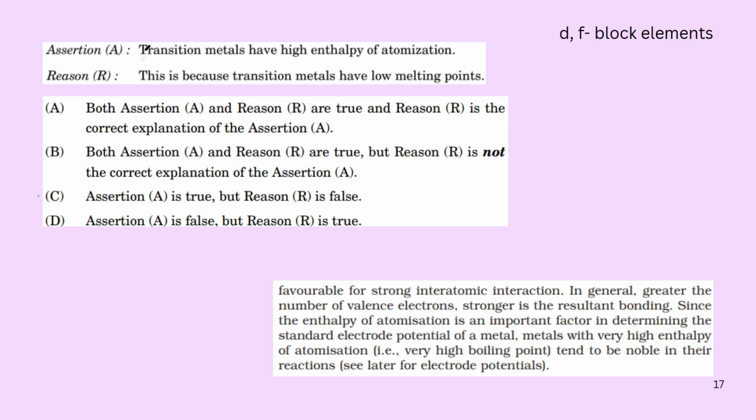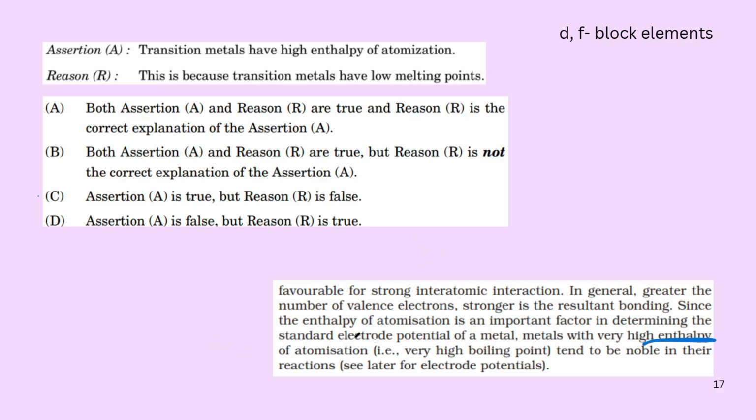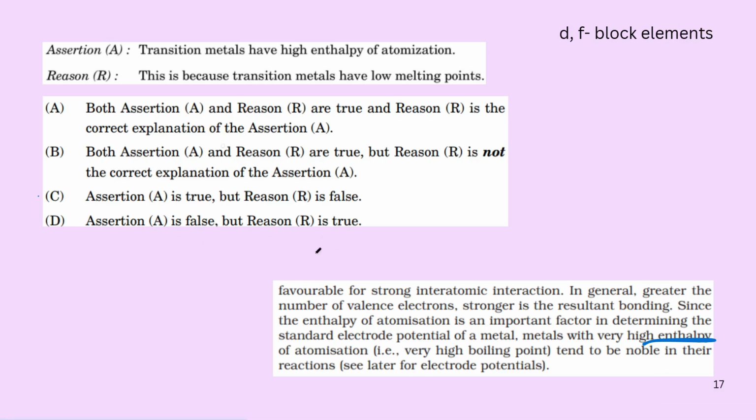The next is again an assertion and reasoning question. The assertion: transition metals have a high enthalpy of atomization. Reason: this is because transition metals have low melting points. Okay, transition metals cannot have low melting points. That is definitely not true. But they do have a high enthalpy of atomization, and because of that, they have a very high boiling point. There is no mention of a weak or low melting point. That's not possible. They're solids. Well, most of them are solids. So assertion A is true, but the reason is false.